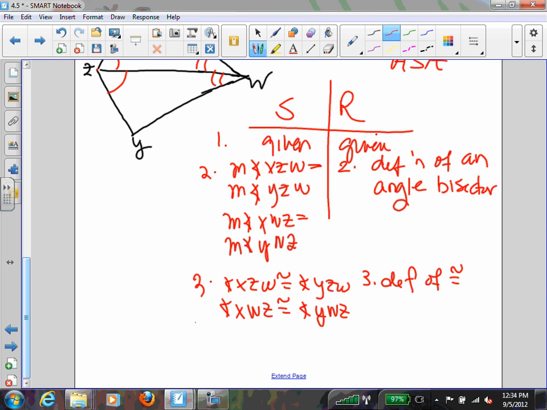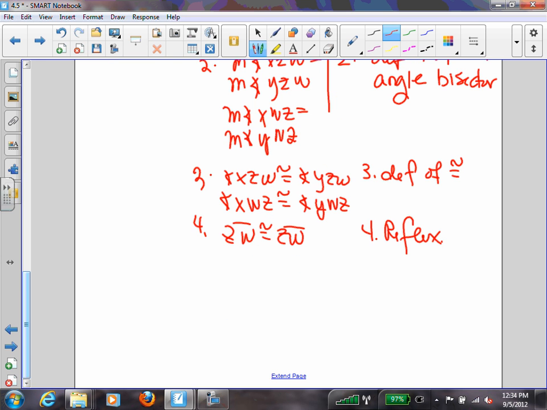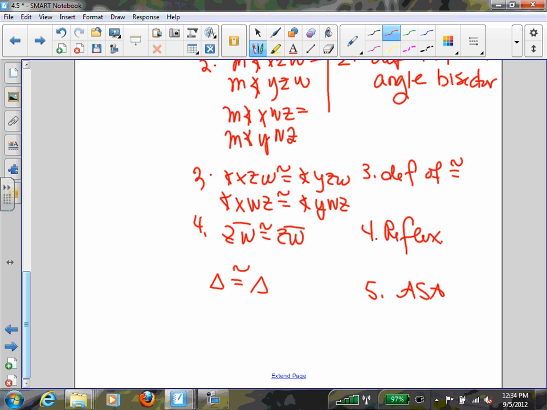And then we can say ZW is congruent to ZW, and what is this going to be, reflexive or symmetric? And then we can say that the triangles are congruent by the angle-side-angle. Now you need to tell me what the angle names are, the letters for your triangle.